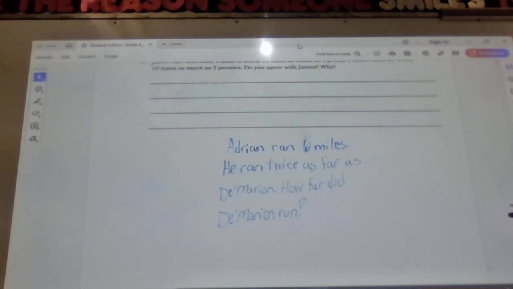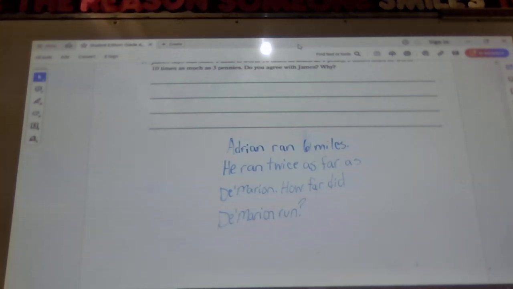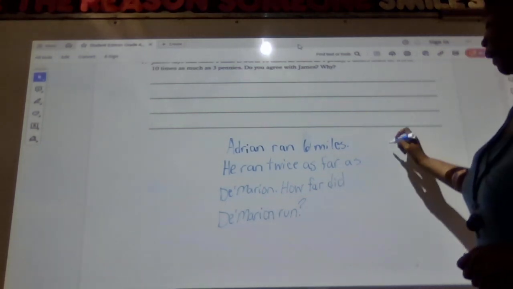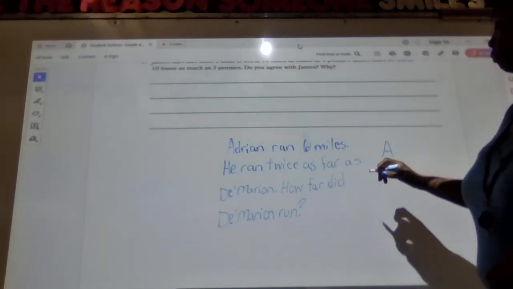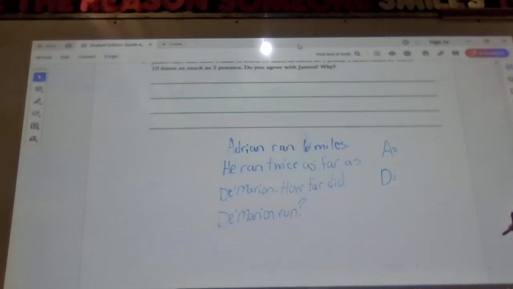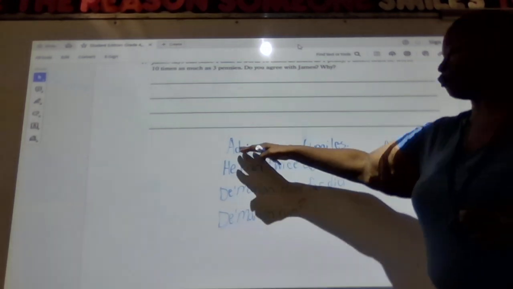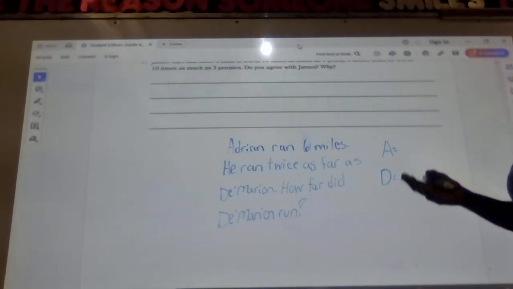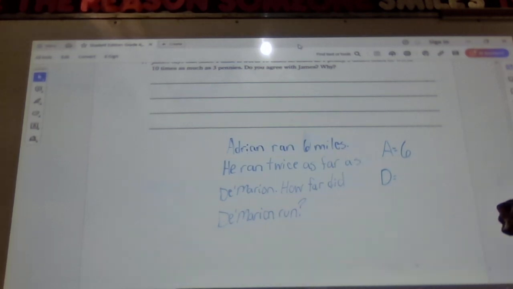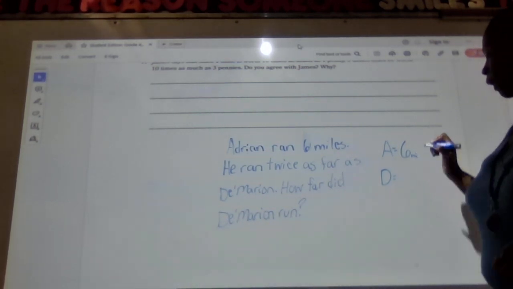Okay, so the first thing we have to do, they have to show their work by labeling. They have to label. Okay, so what are we talking about here? We're talking about two people comparing two things, and that's Adrian and Demarion. So I'm going to put my A. Now I'm in the draw. And Demarion. Those are the two things that I'm getting ready to compare here. Now I'm going to go reread that first sentence. Adrian ran 6 miles. So where's my 6 going to go? By the A and Adrian, because Adrian did 6 miles. Okay, and I can even put the small mi.